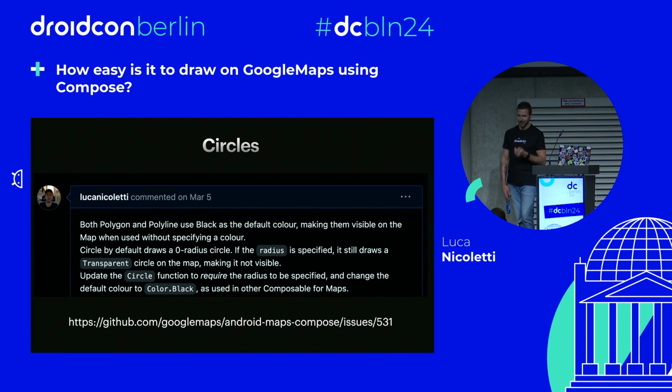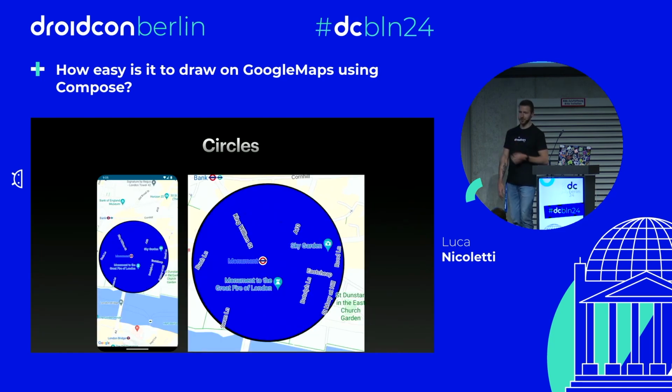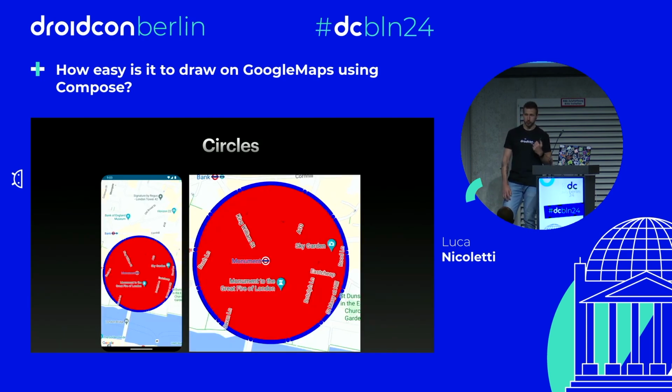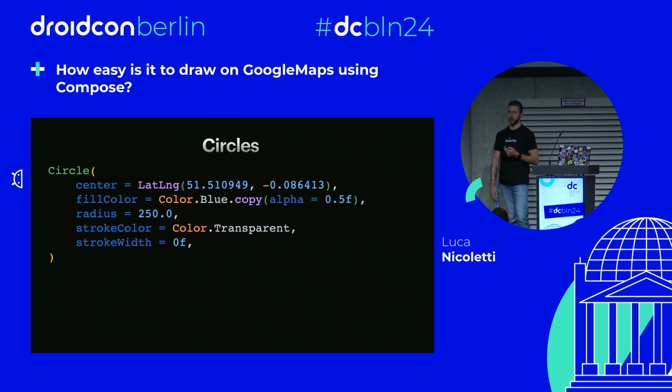If you specify a radius and a color, you can draw circles on the map quite easily. Circles allow you to change the fill color, the radius, the stroke color, so the border color, the stroke width, and the pattern of the border. For example, the code that I just showed you yields this result: a red circle, a blue border with a styled border. If you want to hide the border, you have 2 options. You either define the stroke color to be transparent or the stroke width to be 0.